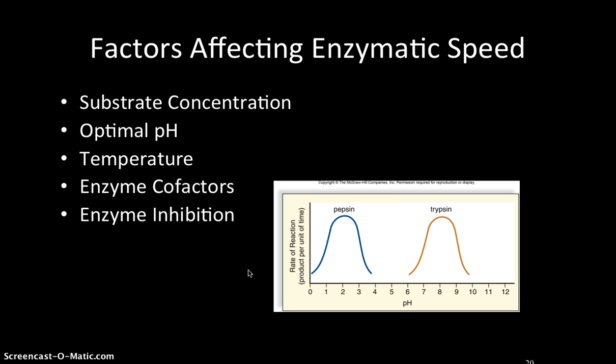Then we have optimal pH and temperature. Both of these affect the shape of the active site, and the substrate cannot bind effectively if pH or temperature has changed the shape of the active site. So pH far from 7 will change the shape of the active site, and the substrate can't bind. Too high a temperature will cause the protein to denature, as we've talked about. So the hydrogen bonds between different parts of the protein would be broken down, the active site will no longer be the same shape, and the enzyme can't carry out its job.